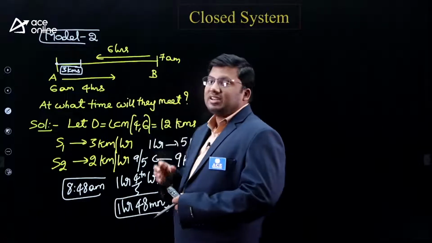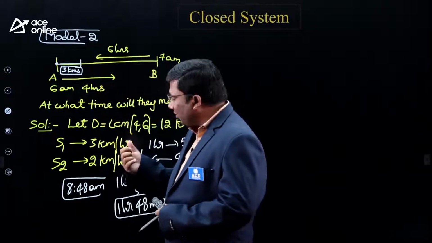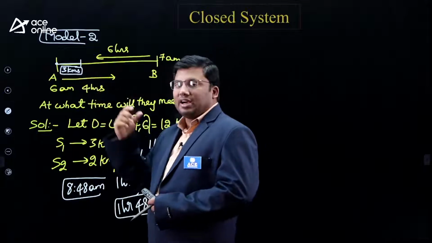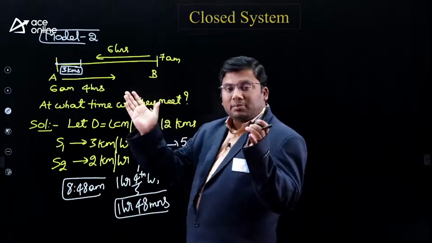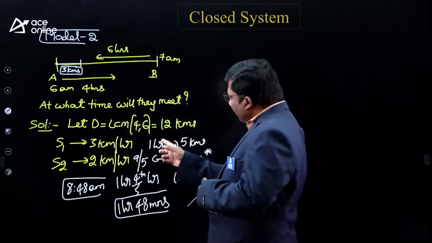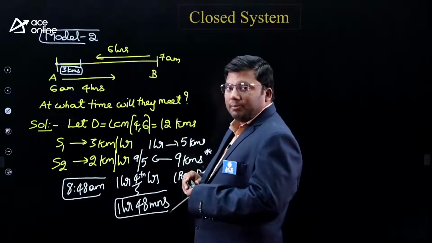When the second train started at 7 a.m., the first train would have traveled for 1 hour. Its speed is 3 kilometers per hour. So 3 already traveled. Remaining is 9. In 1 hour, both of them are moving in the opposite direction, so this will be 5 kilometers per hour. Remaining 9 is 9 by 5.